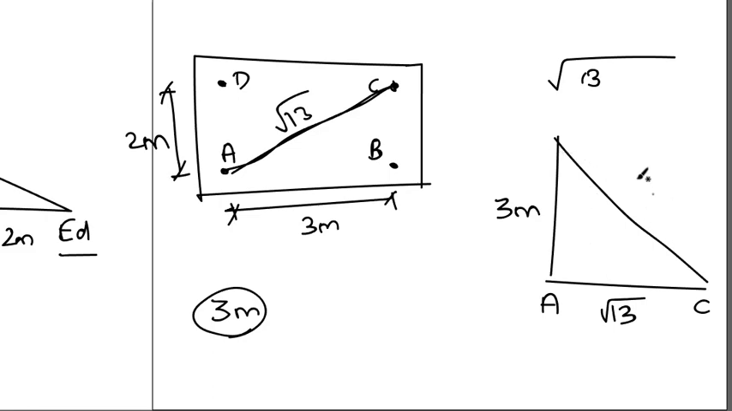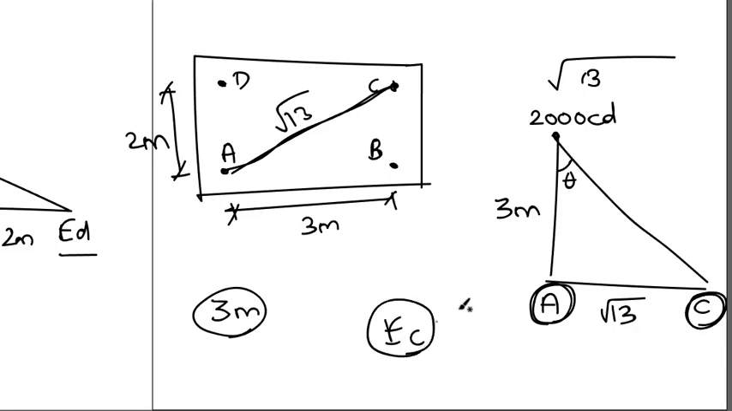So you can calculate the hypotenuse, you know the angle here, and from point A you have the candela intensity considered as 2000 candela. You can directly find EC, that is illuminance at C. So this type of problem can also come in GATE. It's better to be prepared.